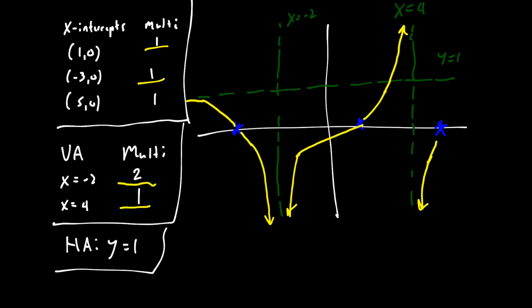And then our graph is going to hit the x-axis. Again, this has odd multiplicity, so it crosses. And it doesn't hit the x-axis ever again since there are no more x-intercepts. And eventually, our graph is going to tend to the horizontal asymptote. And so here is a sketch of our graph.